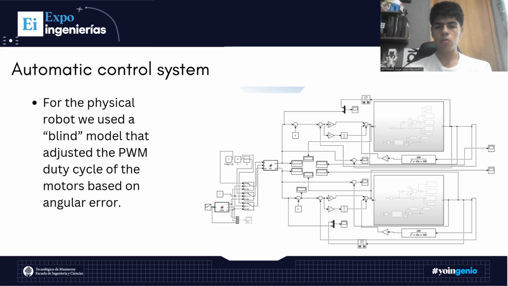For the automatic control system, we made this PID controller in Simulink that adjusts the PWM duty cycle of the motors based on angular error.